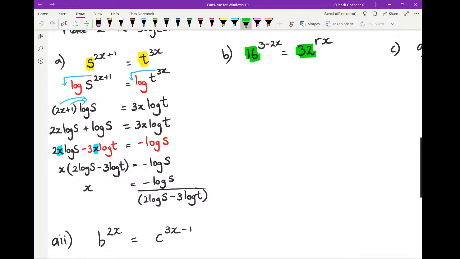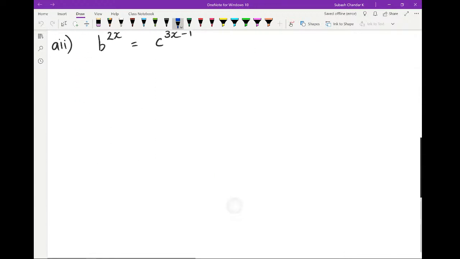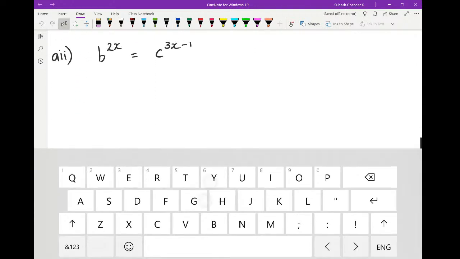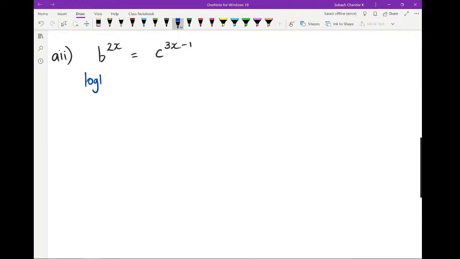You guys can just bear with me. All right, so as always, we're going to take logs for both sides. So what we end up with is log of b to the power of 2x and log of c to the power of 3x minus 1.